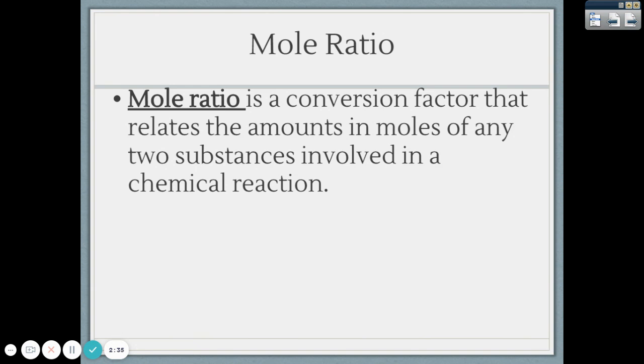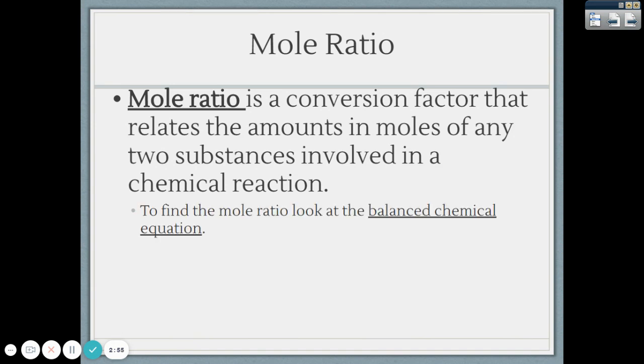So we call that the mole ratio. And by now, we've done so many conversions. You know that if we're going to convert, we need a conversion factor. So the mole ratio is our conversion factor. It relates the amounts in moles of any two things in a chemical equation.